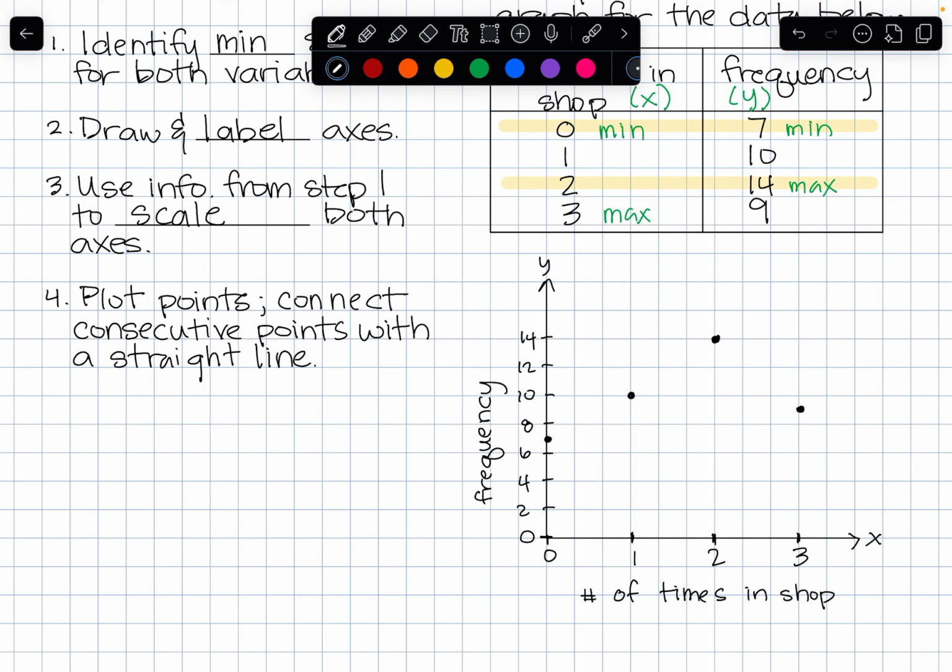Now that I have my dots, I'm going to play connect the dot. So each dot to its neighboring buddy. And that is a line graph. It shows the pattern of the data, so I can see that it's growing, and then dropping. So the most common number of times in the shop is 2, and it goes down in either direction.